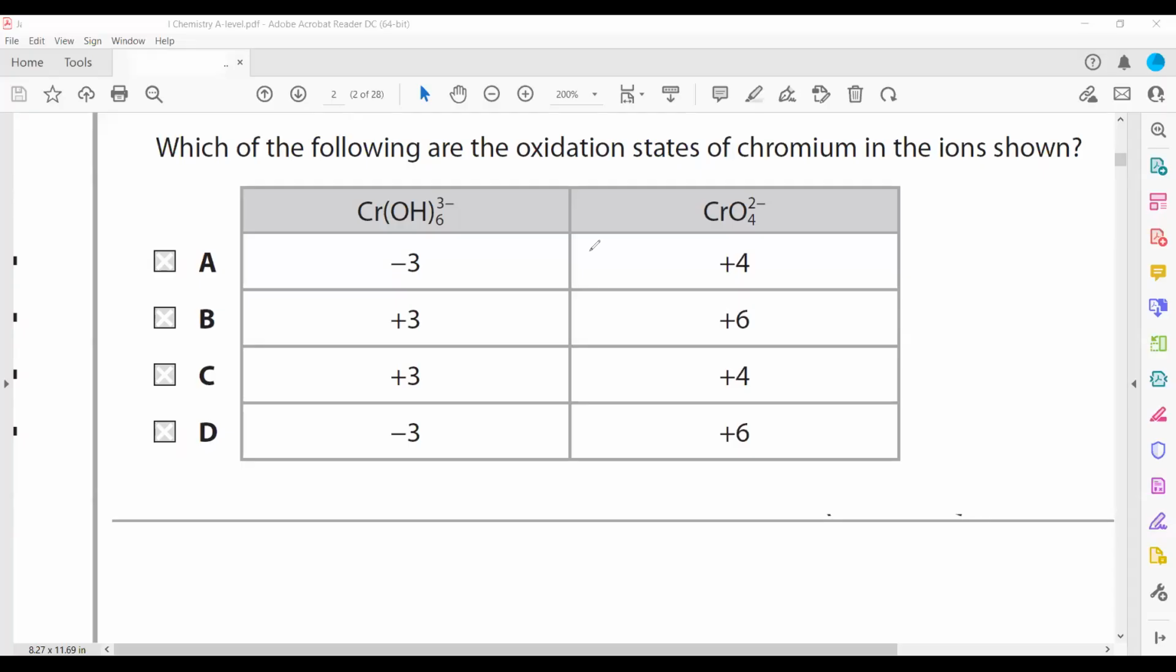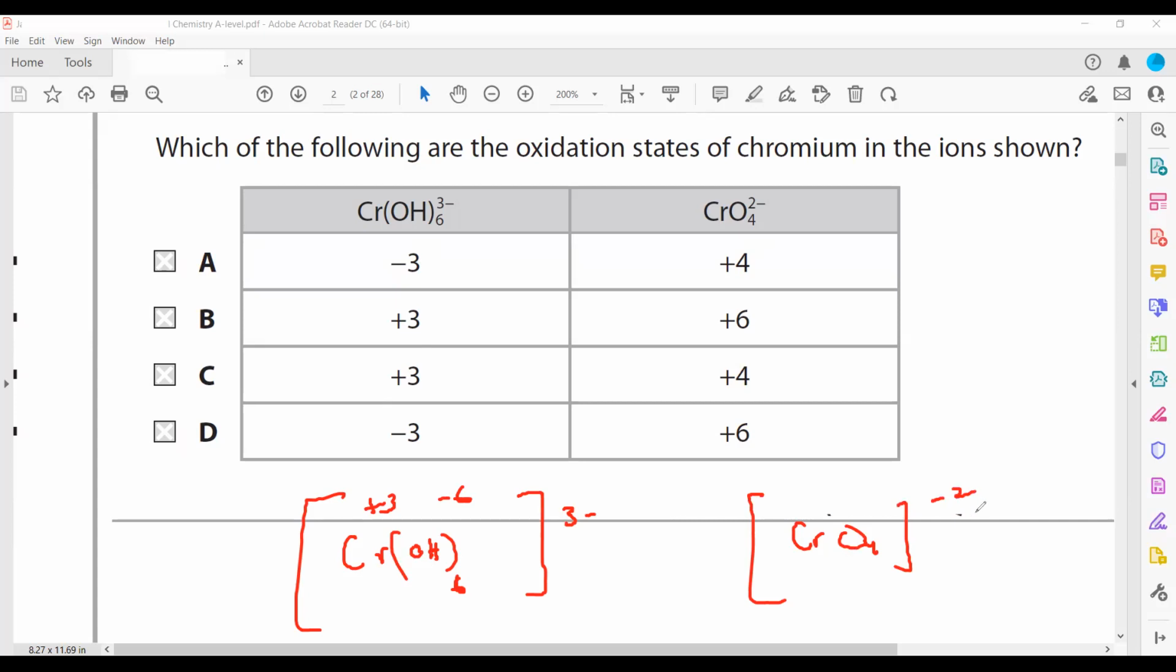Then which of the following are oxidation states of a chromium ion? So water is a neutral ligand. OH is there, so each OH is -1. So 6 OH will be -6. Because the overall charge is 3 minus, chromium should be +3. And here in CrO4 with a whole charge of -2, each oxygen is -2, 4 oxygen will be -8. So to get -2, chromium should be +6. So chromium +6 and here +3. That's why B is the right answer.